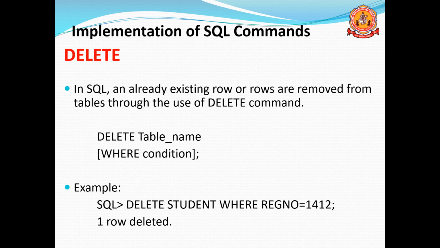The next command here is the delete command. The delete command is used to delete the data. Remember, drop command is different, delete command is different. Drop command removes the entire table. Drop command is mainly used for deleting or dropping the entire table structure. So the table itself will be removed, then you can't find the table.